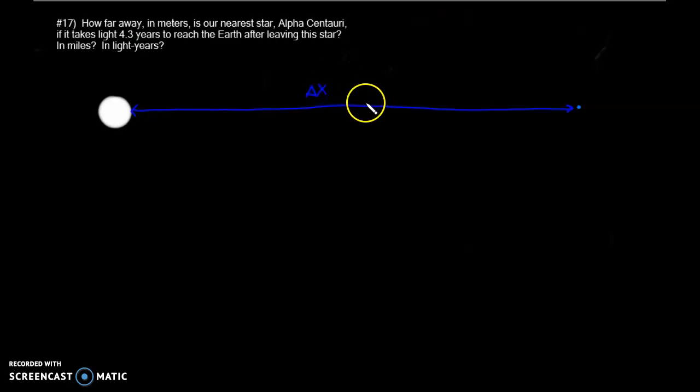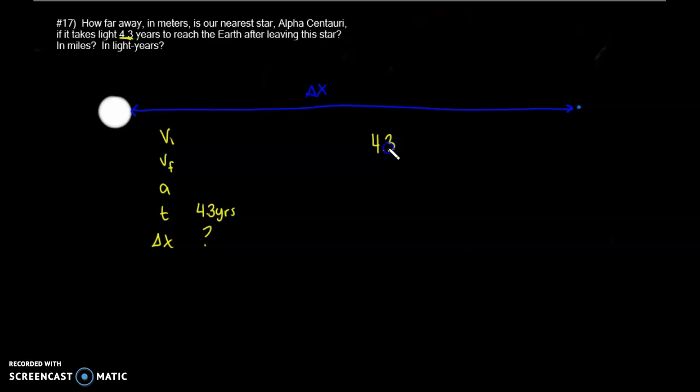And we'll go back to our kinematic equations, delta x, our distance here. So VI, VF, A, T, and delta x. Delta x we don't know, but we do know the time. The time is 4.3 years. But that doesn't do us a lot of good, remember, because we want our time in seconds. So I'm going to have to convert that.